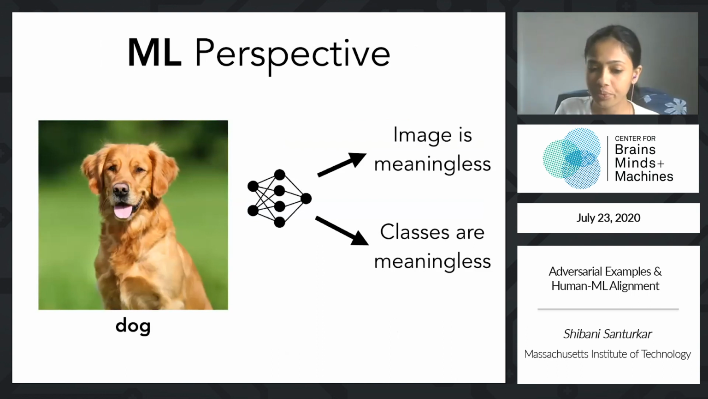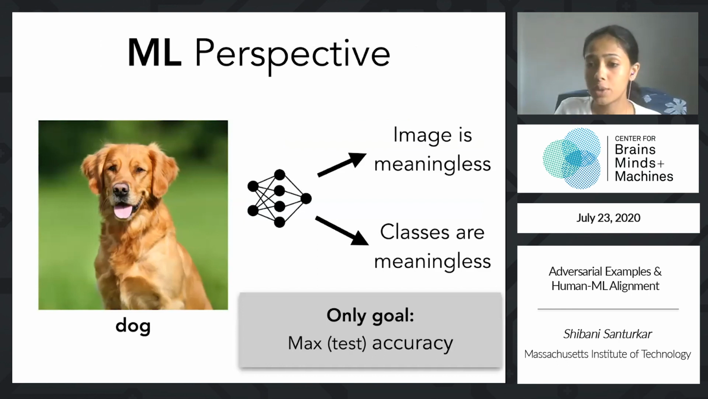And so the only goal of a machine learning model is to maximize the test accuracy. It has no prior on what a dog or a cat is. It doesn't know what these classes mean. It's just trying to maximize the accuracy in terms of predicting the label from the image.